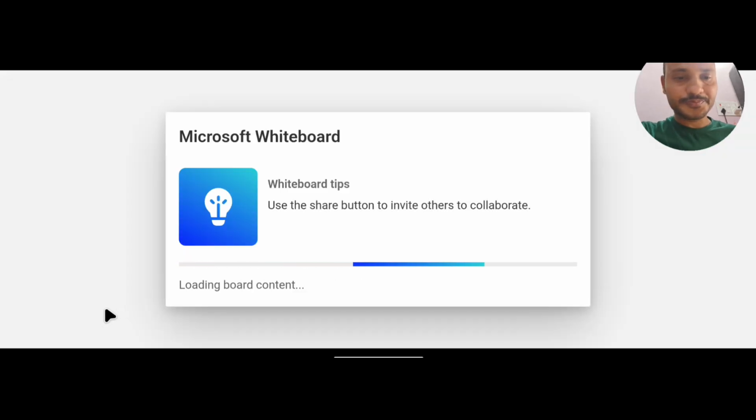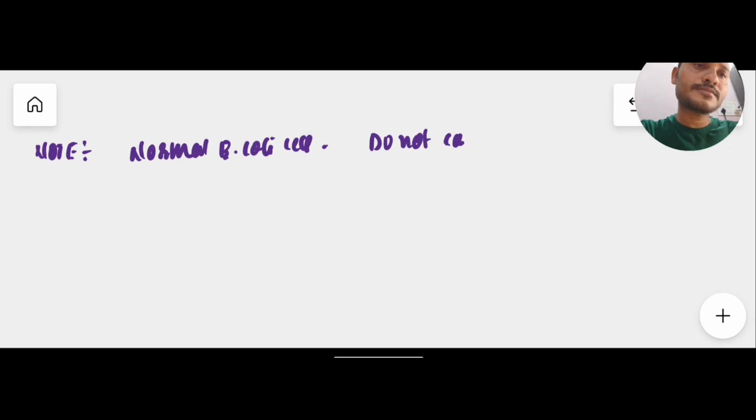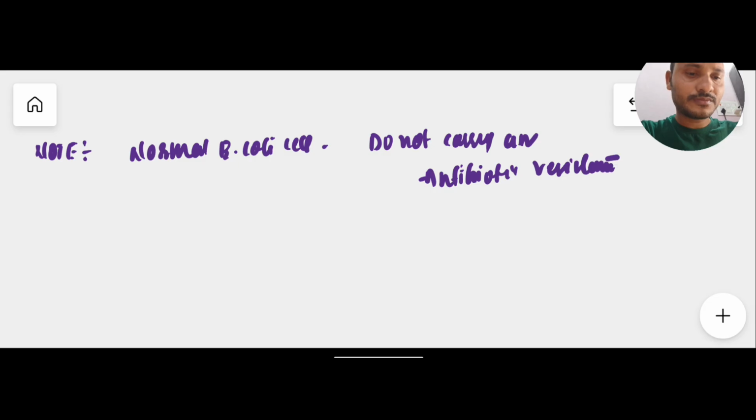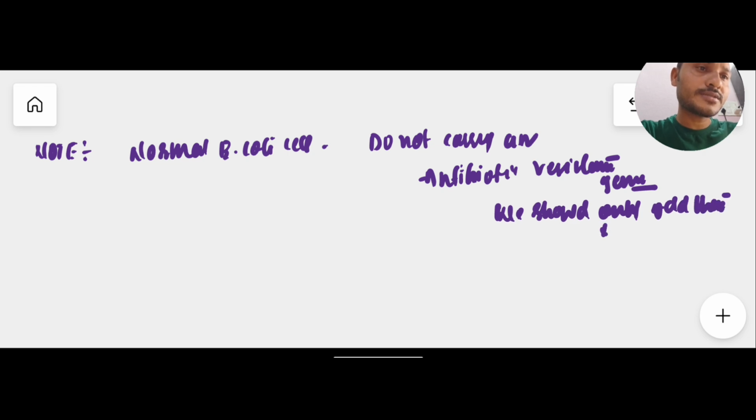Normal E. coli cells, Escherichia coli cells, do not carry any antibiotic resistance gene. We should only add this antibiotic resistance gene.